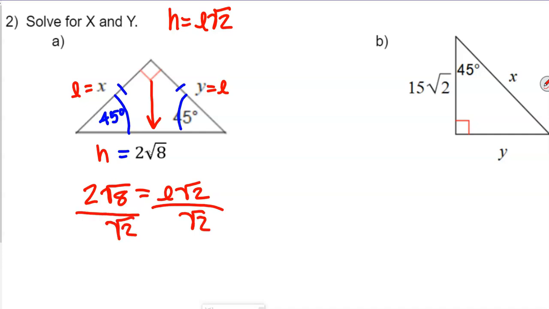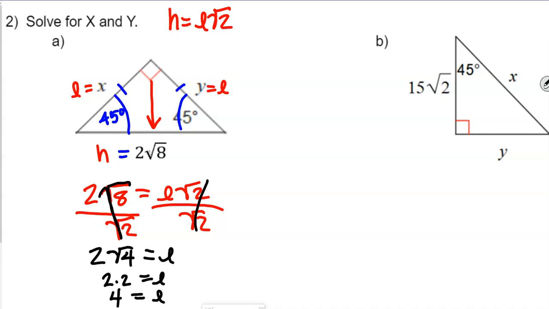Now, hopefully you remember that these two numbers can go underneath one radical, right? So if they can go under one radical, then what is 8 divided by 2? It's 4. So this can be 2 times the square root of 4. And this cancels out, so that's equal to our L. What's the square root of 4? 2, right. So 2 times 2 is equal to L.